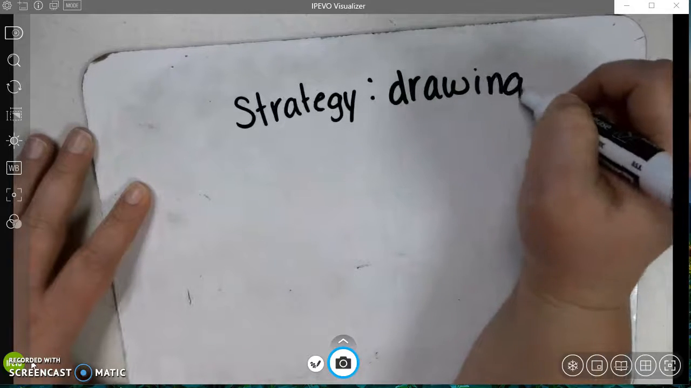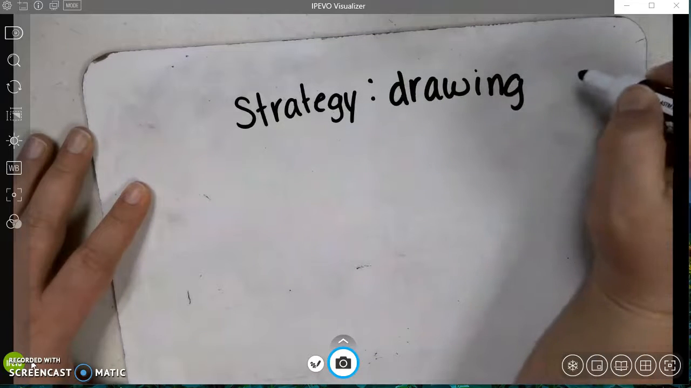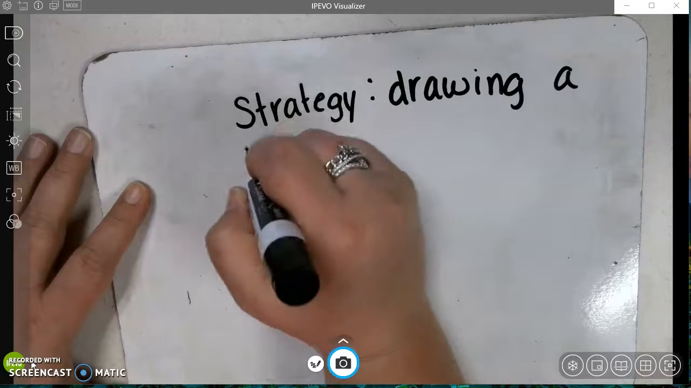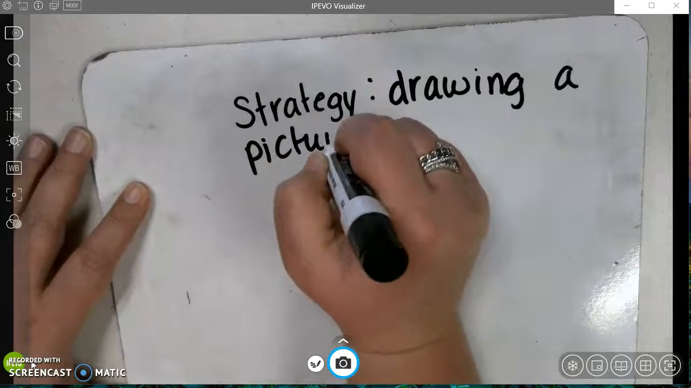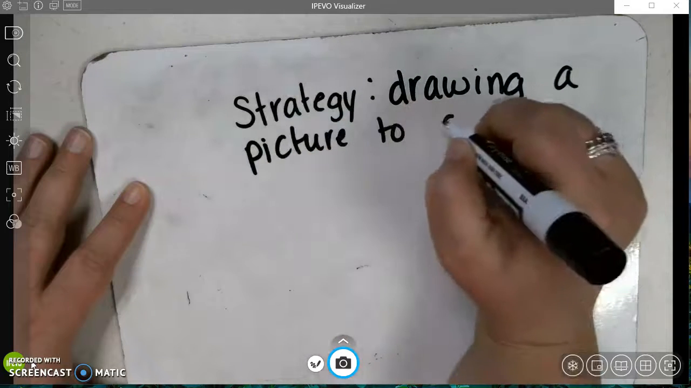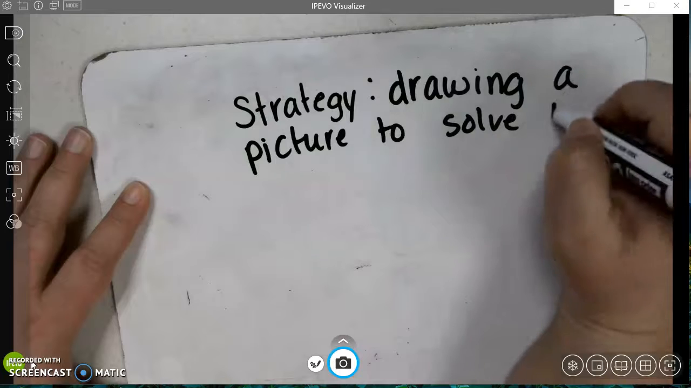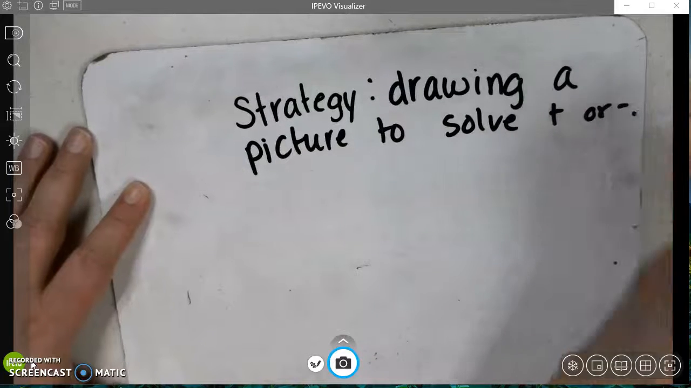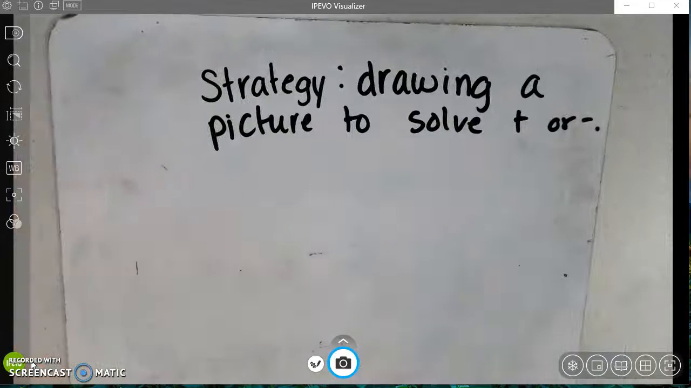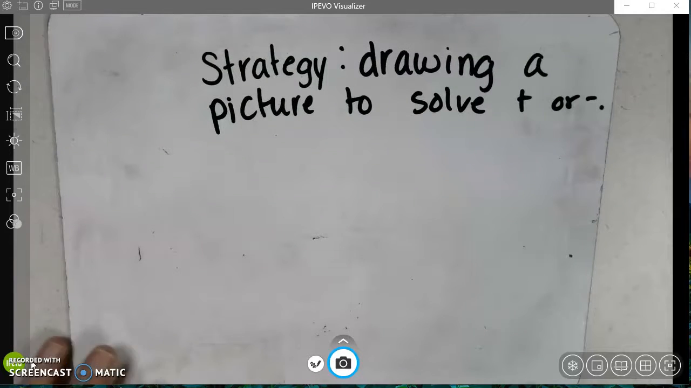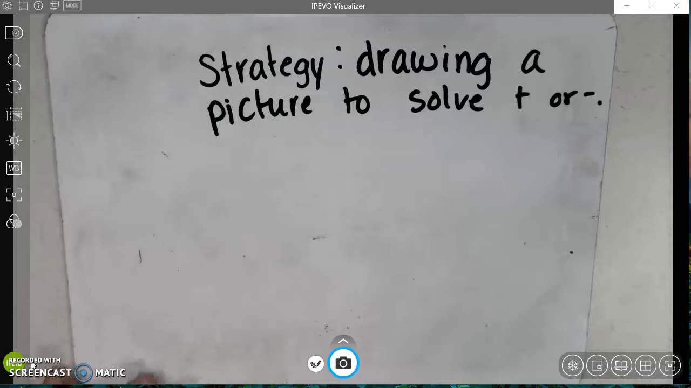So you are going to be able to say, I can draw a picture to solve an addition or a subtraction problem. So we're going to practice drawing a picture. Let's start with addition first.